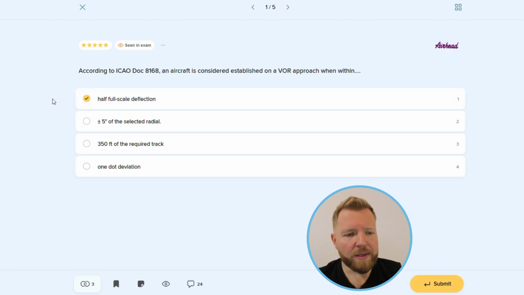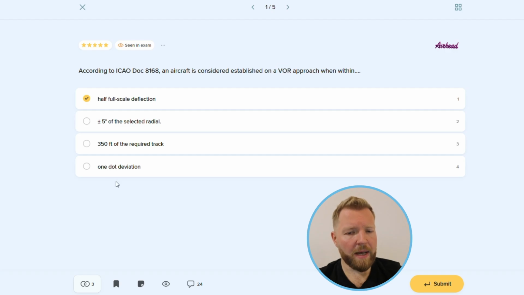Now, the problem with this question is that a half-scale deflection for VOR is actually 5 degrees. Therefore, from practical point of view, personally, I do not see anything wrong in answer number 2, plus minus 5 degrees of the selected radial being correct. It seems that for this question, the examiner is looking for a strict definition from document 8168, where plus minus 5 degrees belongs for establishing on a bearing to or from NDB, and half full scale deflection is dedicated for being established on ILS or VOR.